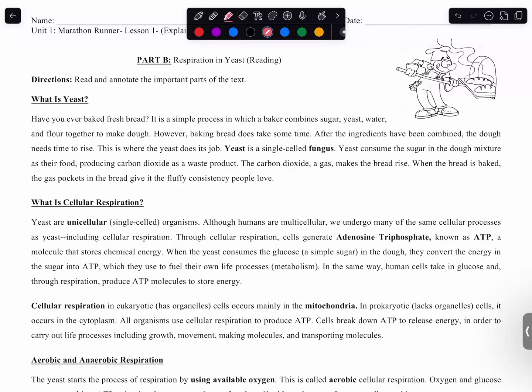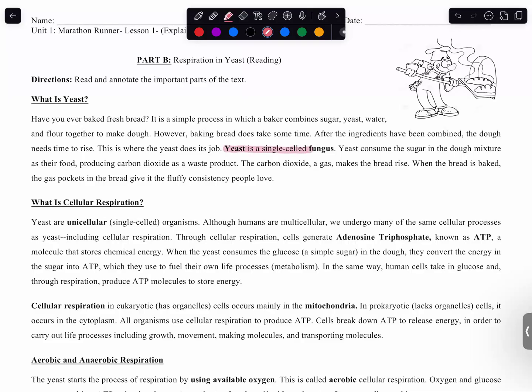So let's read together. What is yeast? Have you ever baked fresh bread? It is a simple process in which a baker combines yeast, sugar, water, and flour together to make dough. However, baking bread does take time. After the ingredients have been combined, the dough needs time to rise. This is where the yeast does its job.